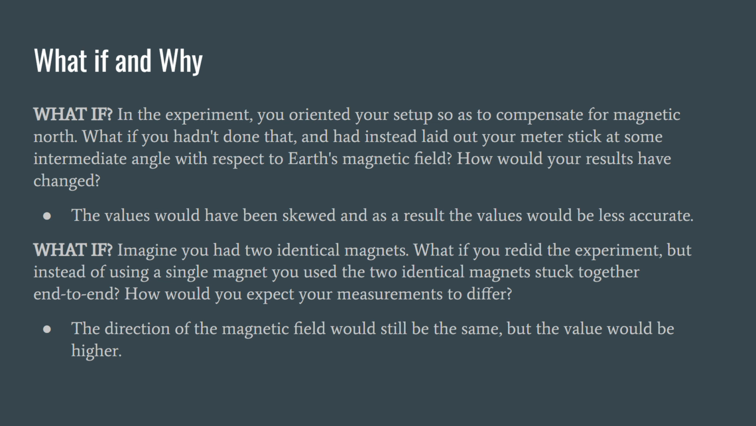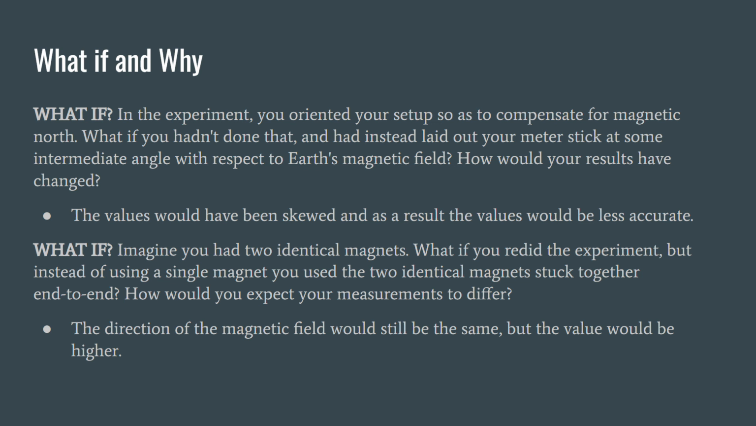And so for the what if: in the experiment you oriented your setup so as to compensate for magnetic north. What if you hadn't done that and had instead laid out your meter stick at some intermediate angle with respect to Earth's magnetic field? How would your results have changed? Well, the values would have been skewed, and as a result, the values would be less accurate.